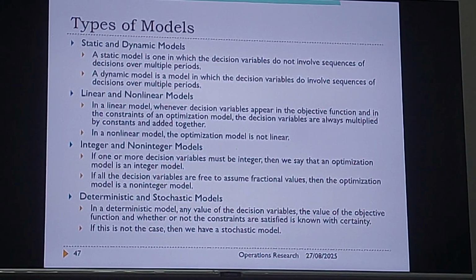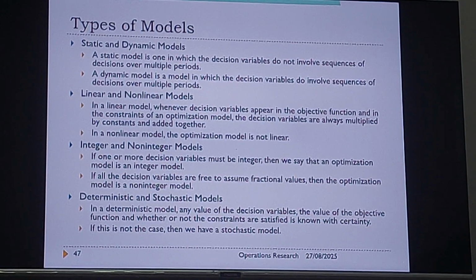mostly the integer, and deterministic. So this is the type of model in OR. When you present or show the model, the algorithm, people will first think about what type of model it is. Is it a static or dynamic model? Linear or non-linear? Integer, non-integer? Deterministic or stochastic? Say linear, everything is linear. There is no curve. If you draw your model in an x and y coordinate, there is no curve.